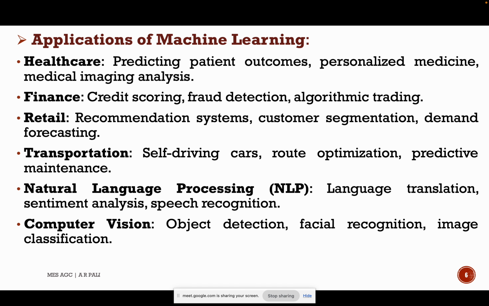Then demand forecasting: which product's demand will be higher this season, which will be lower, which product is a hit and which is a flop. Next is transportation, self-driving cars. We had seen the example of Elon Musk's self-driving car, which was a flop, but self-driving cars can also be developed by using machine learning.